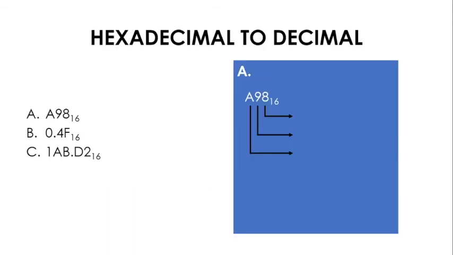For the first topic, we will be converting hexadecimal to decimal. As usual, it is still the same as how we convert binary numbers to decimal. The only difference is that we'll be using the base of a hexadecimal number, which is 16. So we will start with the ones digit.